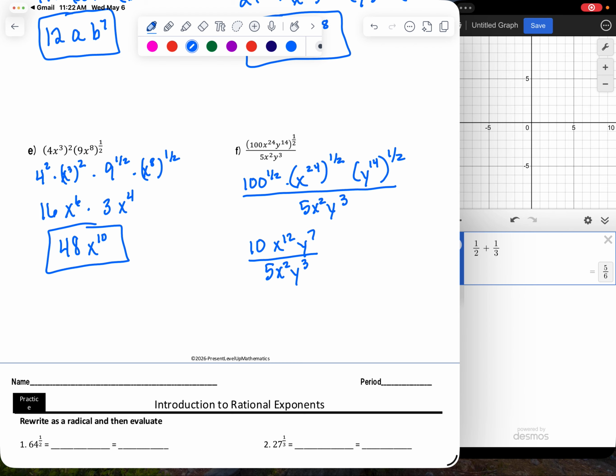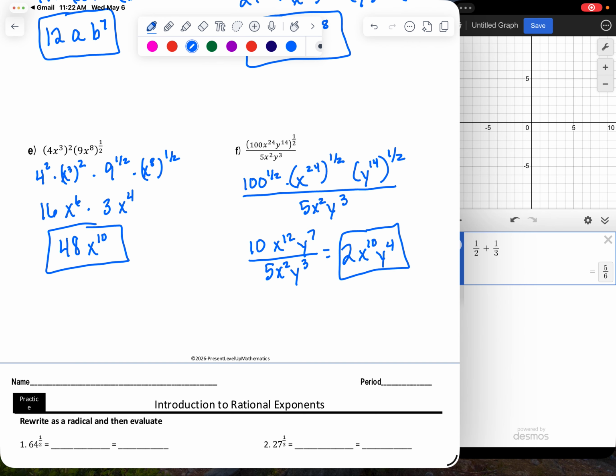Then what I'm left with is a division problem. So I simplified that by saying 10 divided by 5 is 2. X to the 12 divided by x squared would be x to the 12 minus 2, or x to the 10. And y to the 7 divided by y cubed would be y to the 4.